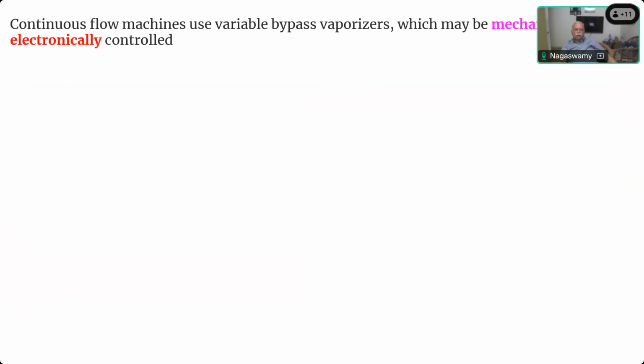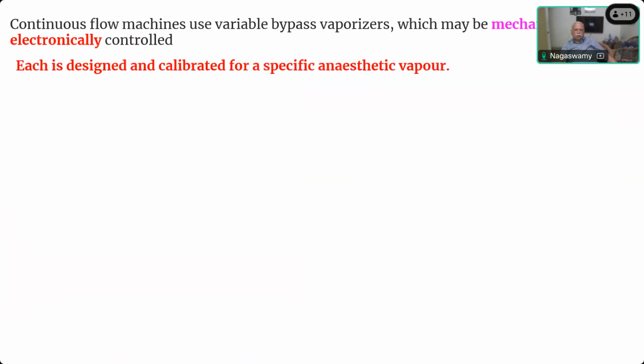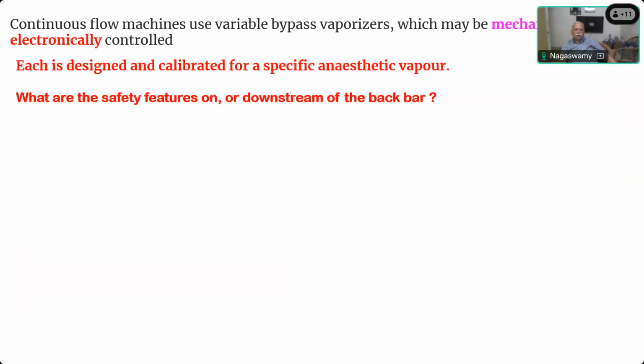Now, continuous flow machines use variable bypass vaporizers, which are mechanically or electronically controlled. Each is designed and calibrated for a specific anesthetic vapor. Now, what are the safety features on or downstream of the back bar?